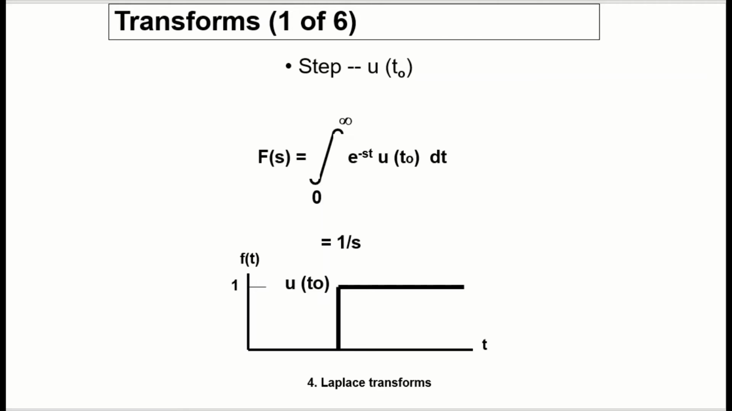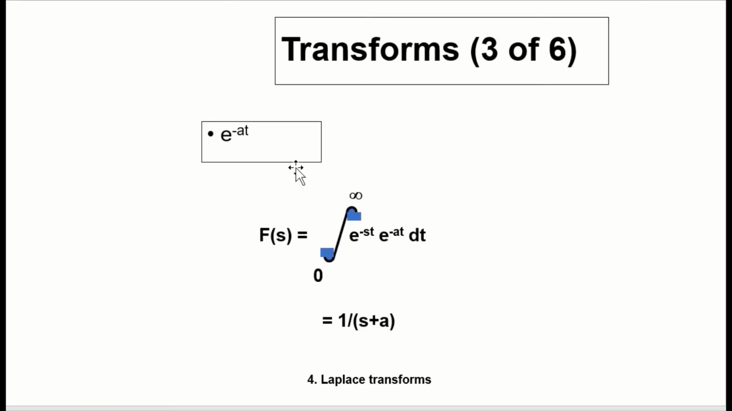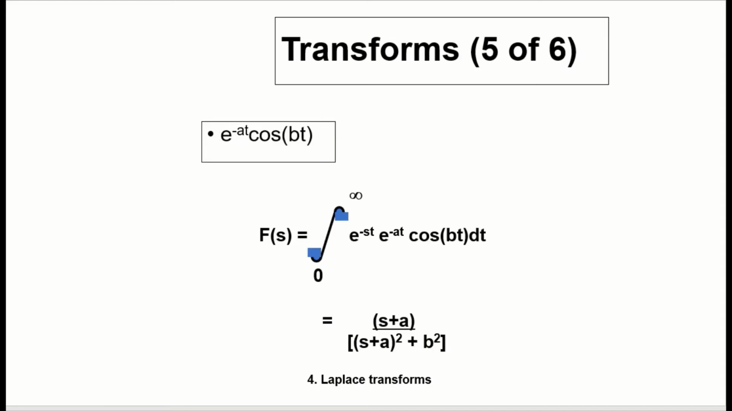Step response is 1 over s. A ramp is 1 over s squared. This is the time domain, and this is the Laplace transform. Next one is an exponential, e to the minus at, which is 1 over s plus a. And t e to the minus at, with time in it as well, is given by 1 over s plus a squared. e to the minus at cos bt, which could give you an oscillatory type response, is given by s plus a over s plus a squared plus b squared.